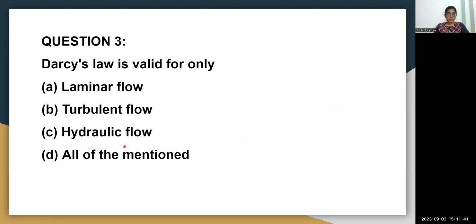Next question. Darcy's law is valid for only what kind of flow? Is it valid for only laminar flow, turbulent flow, hydraulic flow, or all of the mentioned?